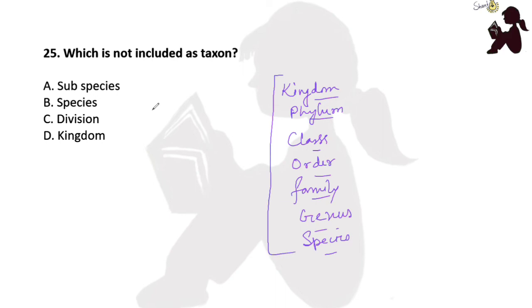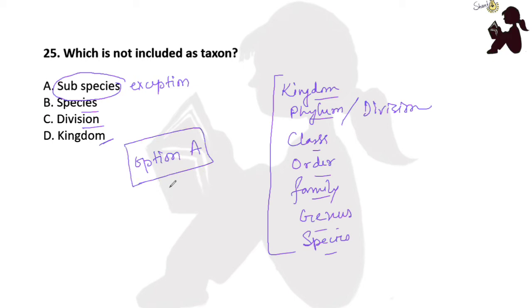So here the subspecies is not included. So this is the exception among the options, because species, division, and kingdom are all present, because phylum is called division for plants. Okay, so division, species, kingdom all are present, but subspecies is the exception. So here the correct answer is the option A. Okay, so I hope this was helpful, and this is the end of the session.